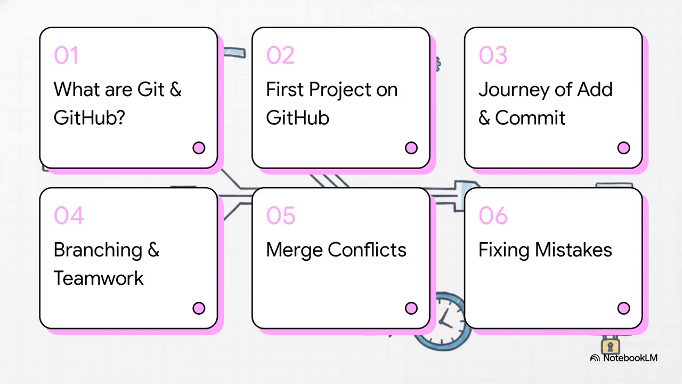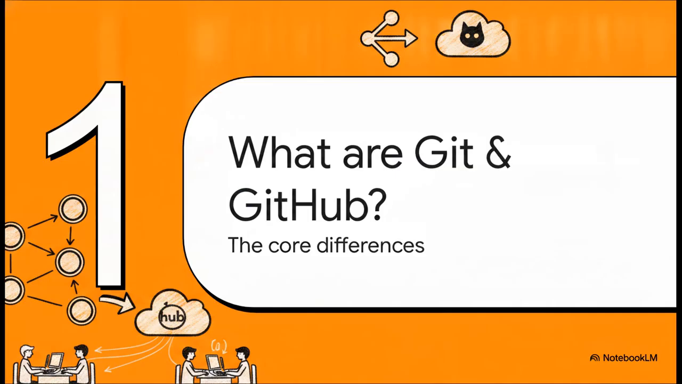So here's our roadmap for today. We're hitting 6 key areas. What are Git and GitHub, setting up your first project, the journey of add and commit, branching and collaboration, resolving merge conflicts, and finally, time travel, where we fix our mistakes. All right, let's jump right into section 1.